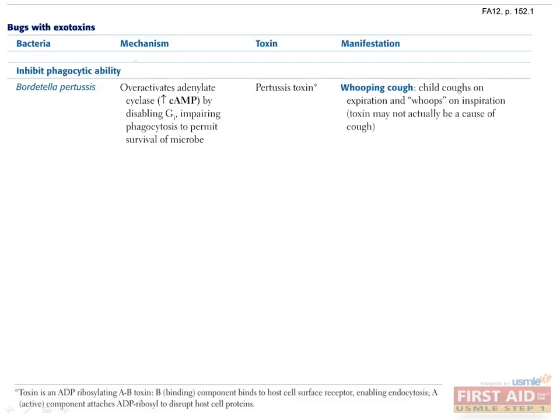Next is a bacteria which inhibits phagocytic ability. Bordetella pertussis also results in adenylyl cyclase stimulation by attaching an ADP ribosyl group and inhibiting the G protein that normally shuts off adenylyl cyclase. The result is increased cAMP levels, which inhibits phagocytosis and provides for the prolonged survival of Bordetella.